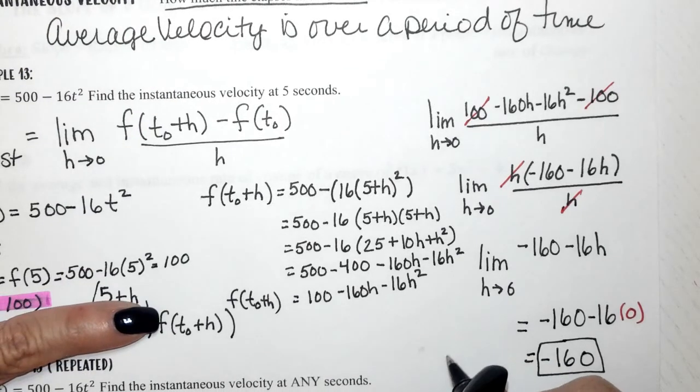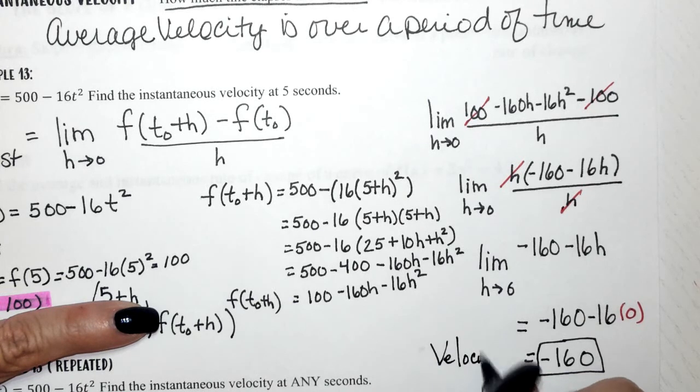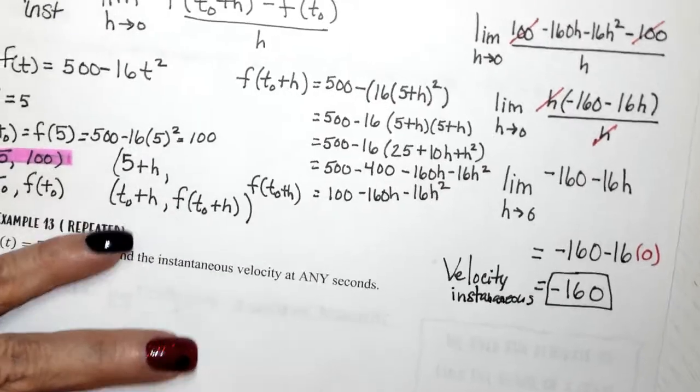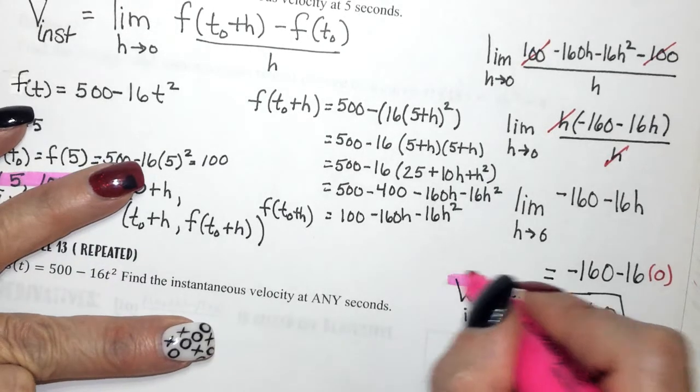So that means that the instantaneous velocity is negative 160. I was down there right and you couldn't even see it.